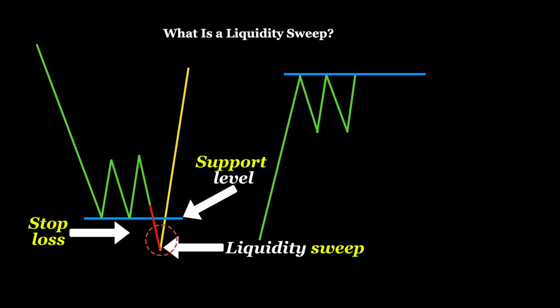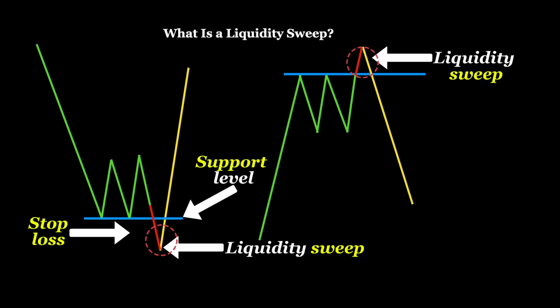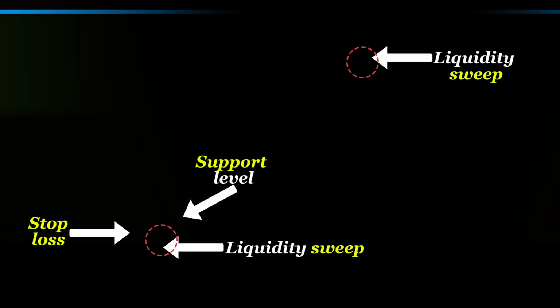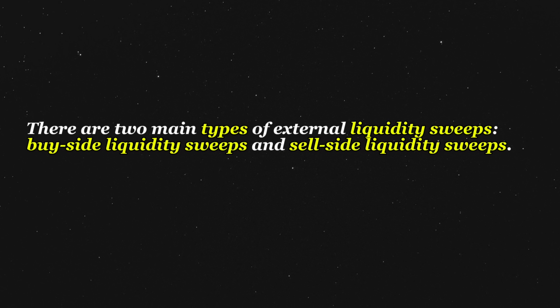The opposite can happen at a resistance level. The market creates a clear resistance level, breaks above it, triggering buy stop orders and stop losses from sellers, and then closes back below the level. This is known as a bearish liquidity sweep. These are called external liquidity sweeps because they occur at major support and resistance levels that are clearly visible to most market participants. There are two main types of external liquidity sweeps: buy-side liquidity sweeps and sell-side liquidity sweeps.